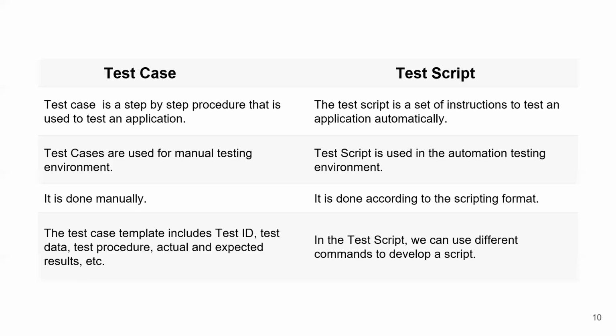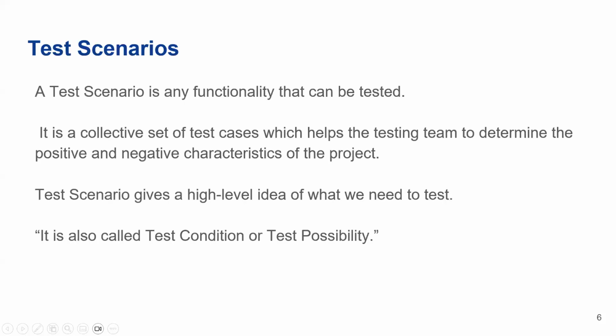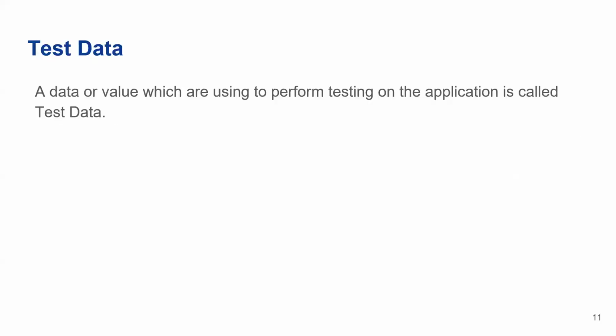These are all theoretical, guys. You can go through this slide and easily understand. Now the last part after this is test data. What is test data, guys? It's nothing but the data or value which we use to test a particular scenario. Suppose you want to check the Facebook application login functionality, so we will check with a valid user ID and valid password. That user ID and password is nothing but my test data. Test data is the data or value which we use to perform the testing in an application. So that is all about test data, test cases, test script, and test scenario.